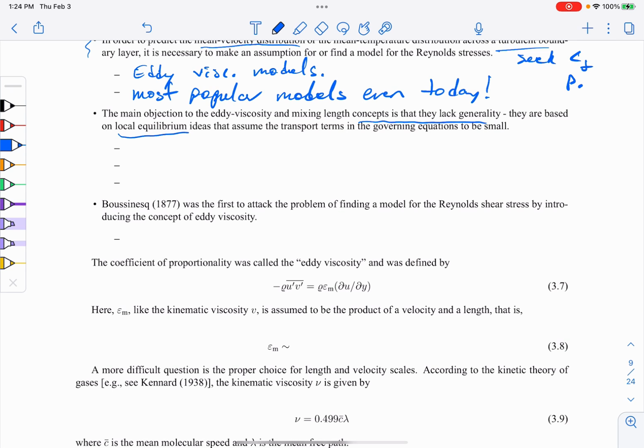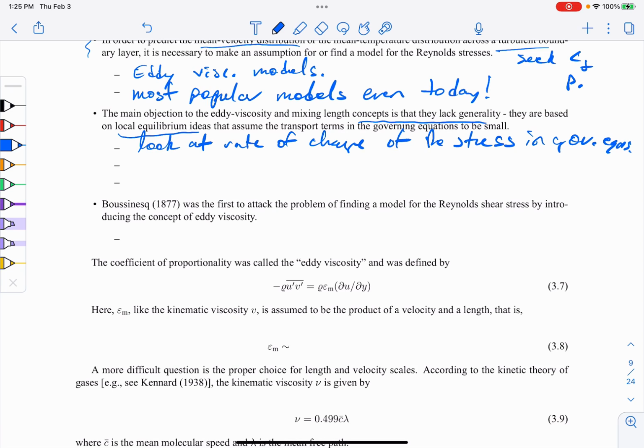And one of the problems with these types of models as they're originally formulated is they're based on the idea that things have to be in equilibrium, or at least local equilibrium. So when we're looking at these graphs of the boundary layer, you notice what? That things, at least the equations, are not in equilibrium in the outer layer, but we're formulating and calibrating our models, say, in the log layer, where things are in equilibrium. So the core idea is that we will look at the rate of change of the Reynolds stress in the governing equations, which is key. And these are referred to as the transport equation methods.